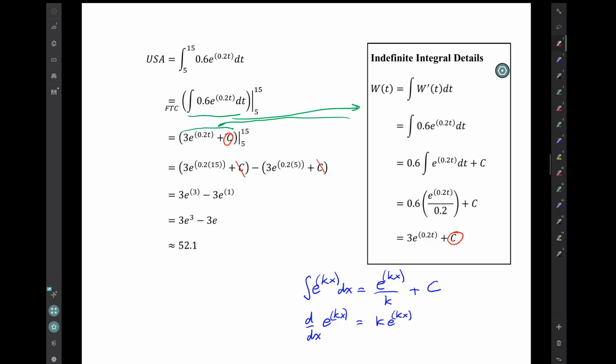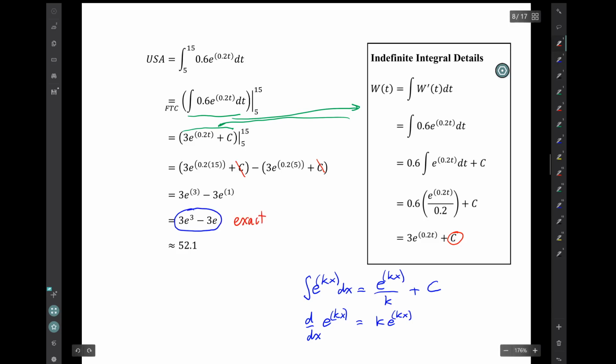Other parts of this computation are just careful arithmetic. 0.2 times 15 is 1/5 of 15, so that's the number 3. 0.2 times 5 is 1/5 of 5, so that's the number 1. So the simplified result is 3e cubed minus 3e. That's the exact answer. That's the only way to write that number exactly.